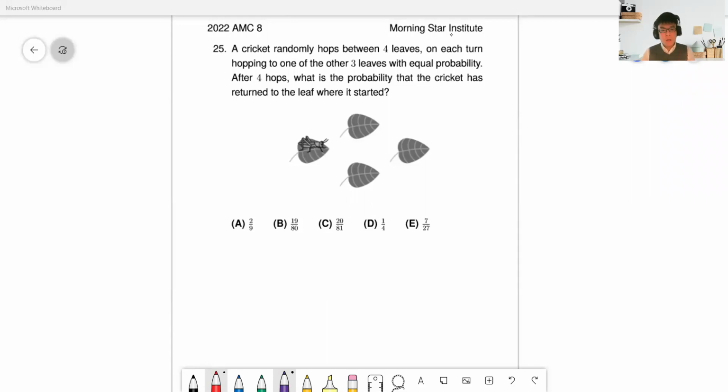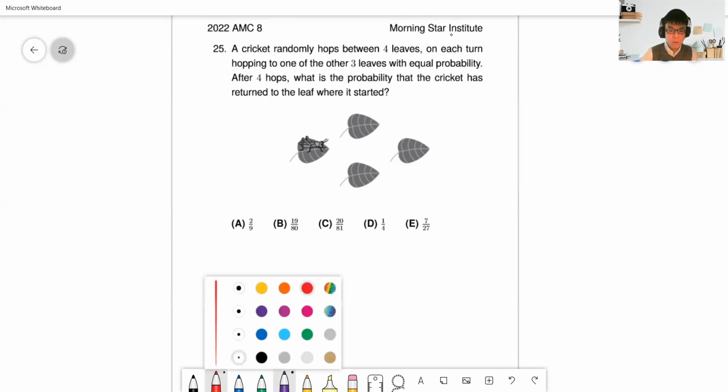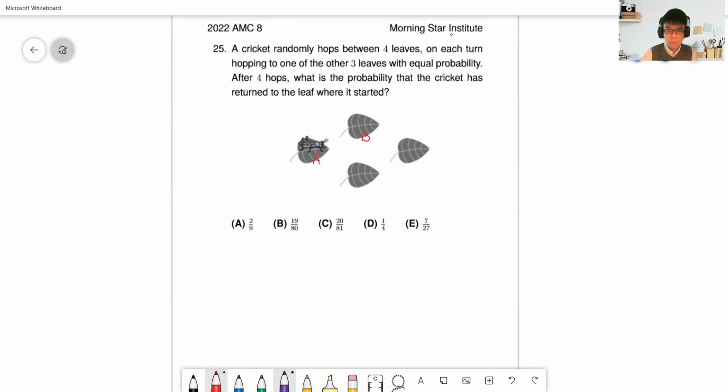Hello everyone. In this video, let's talk about 2022 AMC8 question 25. A cricket randomly hops between 4 leaves, on each turn hopping to one of the other 3 leaves with equal probability. After 4 hops, what's the probability that the cricket has returned to the leaf where it started? So let's mark these 4 leaves as A, B, C, and D.